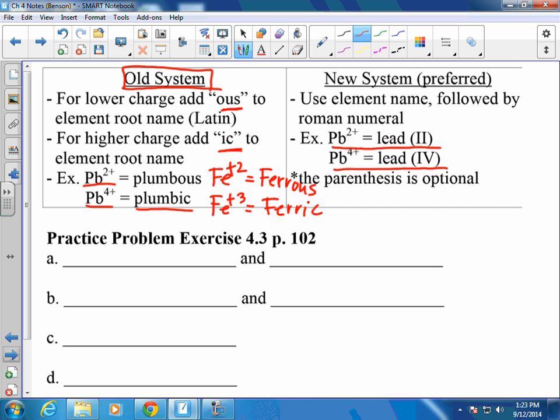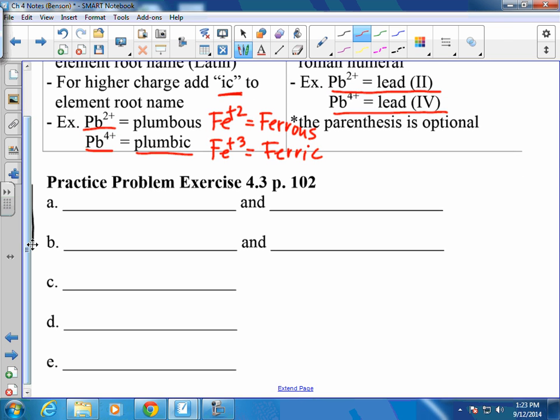Okay, so I'd like you to go ahead and try these practice problems, and you can check those in class along with homework number 2 for the second naming system.